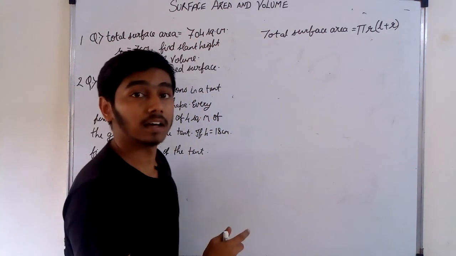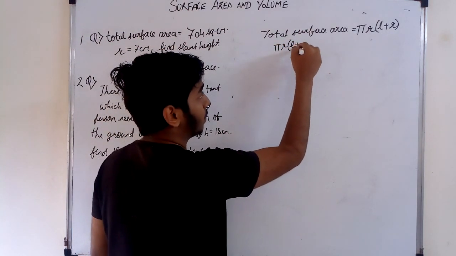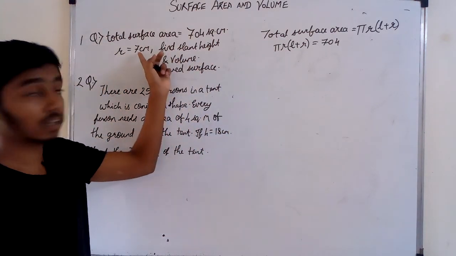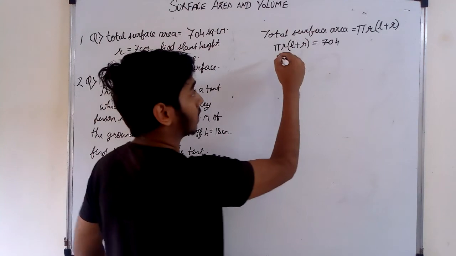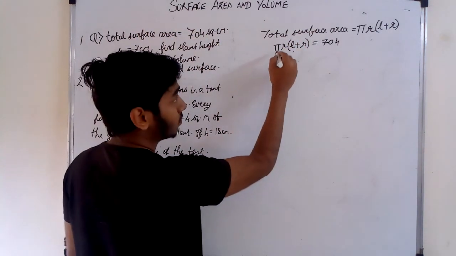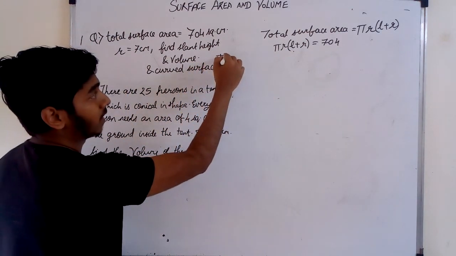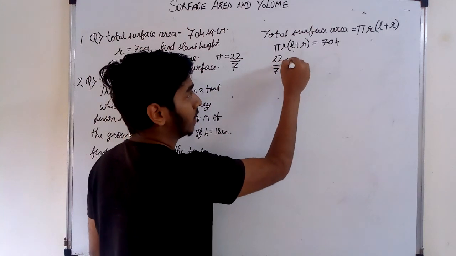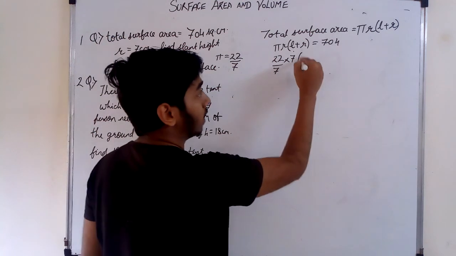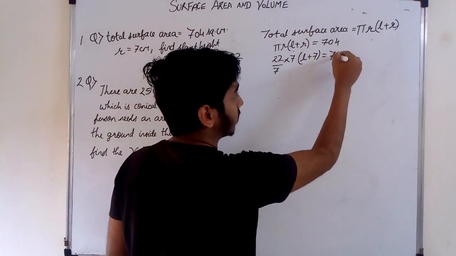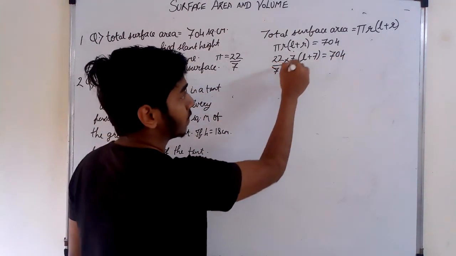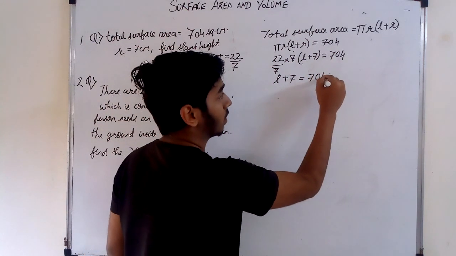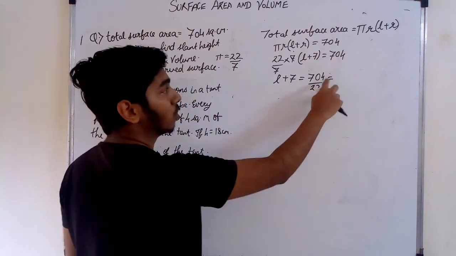So you know this, and it's given that it's equal to 704. Therefore this pi r into l plus r is equal to 704. Correct? So from this we have to find slant height, l, and r is given as 7. You already know that the value of pi is 22 upon 7, correct? So pi is 22 upon 7 into r is 7, into l plus 7. Okay, so this is what we get. Now the 7s cancel, so you get l plus 7 equal to 704 upon 22.